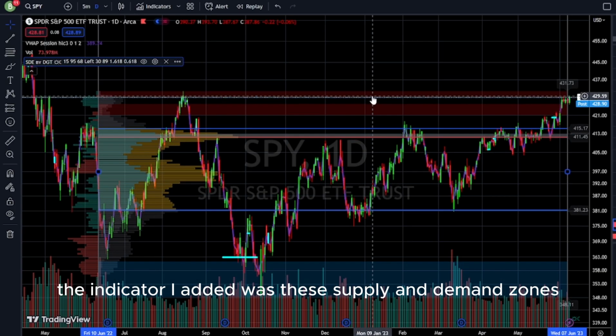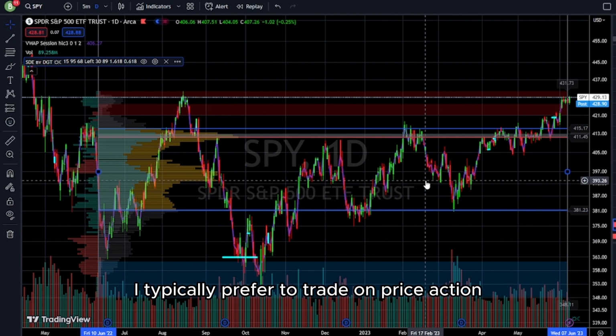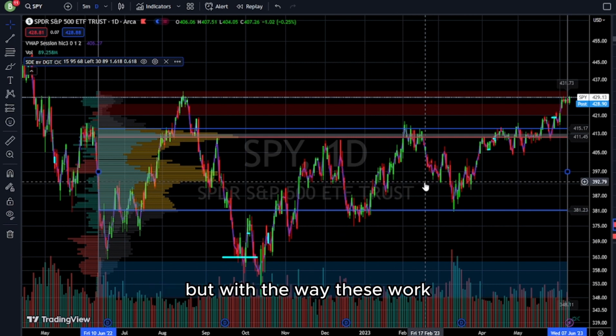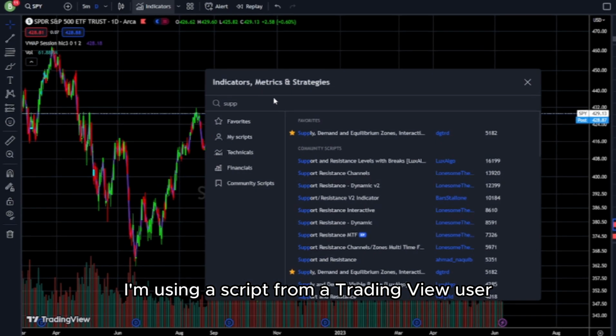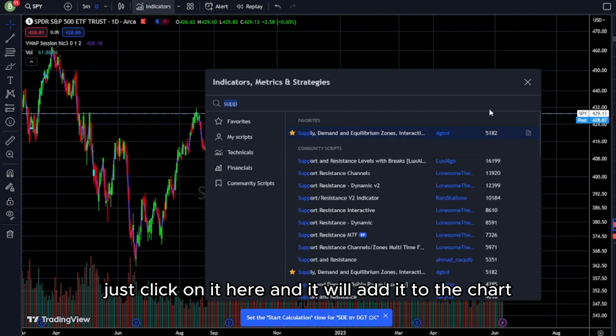The indicator I added was these supply and demand zones that you can see here on the chart. I typically prefer to trade on price action, but with the way these work, I can do both. I'm using a script from a TradingView user. It's public and it's named Supply, Demand, and Equilibrium Zones. You can find it just by looking it up. Just click on it here and it will add it to the chart.